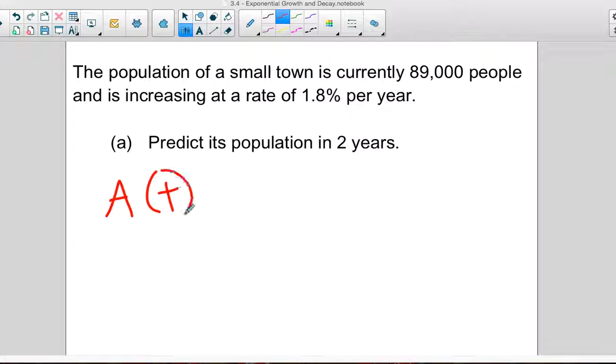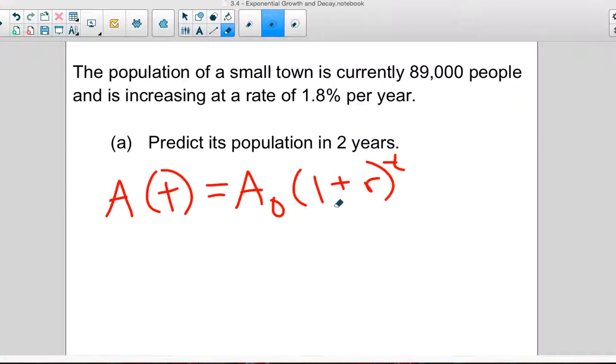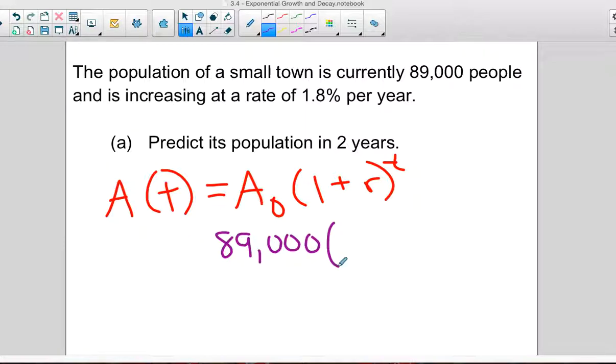If we remember our equation, it's A of t is equal to A sub 0 times (1 plus or minus r) to the t. Now in this case, because it's growth, it's going to be 1 plus r. We don't need the minus. Basically, A of t is our answer, and the initial amount is going to be 89,000. And the rate is 1.8%. So it's going to be 1 plus, not 1.8, because that's a percentage. We need to convert it to a decimal, so 0.018. And then to the t.